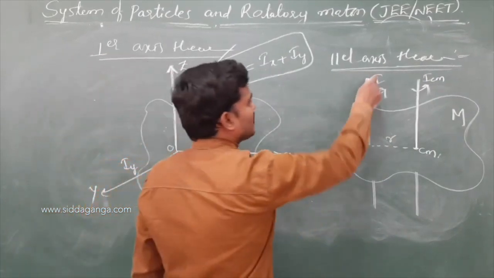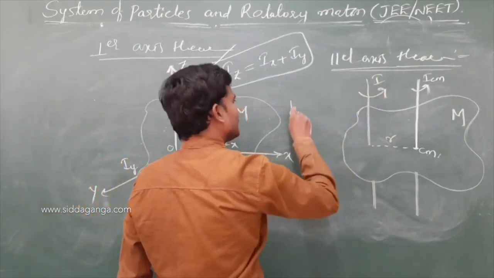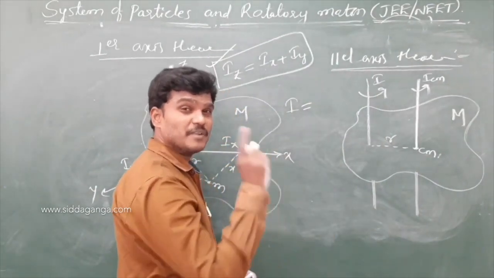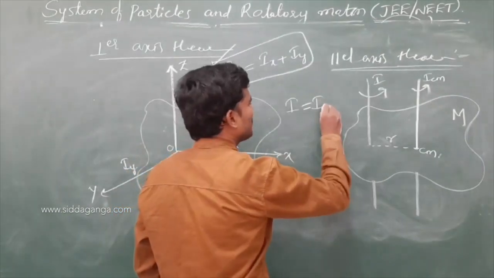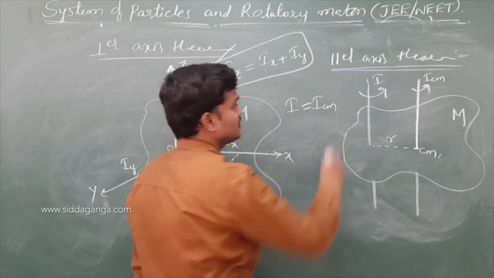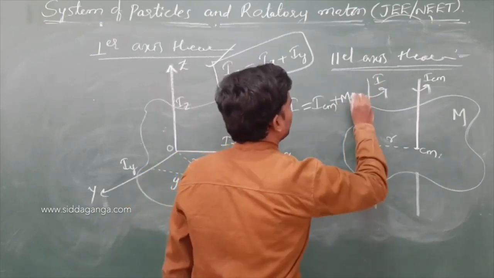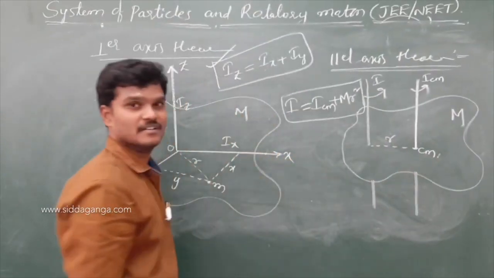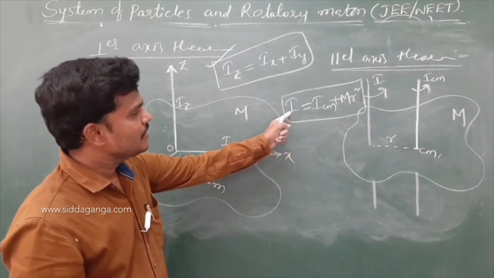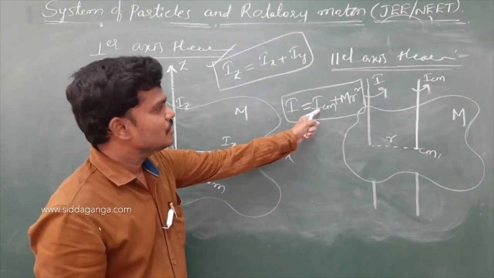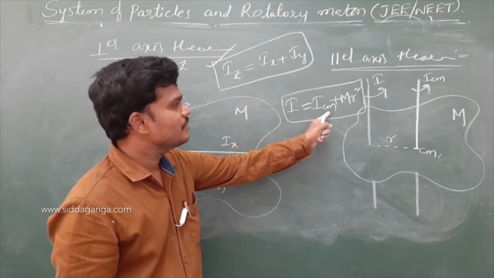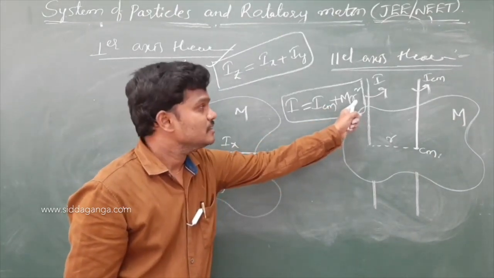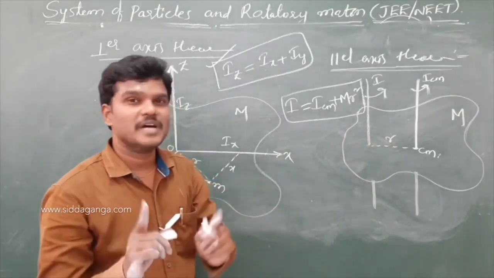Moment of inertia of a plane lamina about any axis is equal to the sum of the moment of inertia of the plane lamina about an axis passing through the center of mass, plus the product of the mass of the lamina and the square of the distance between the two parallel axes. So, moment of inertia of a plane lamina about any axis is equal to the sum of the moment of inertia of the plane lamina passing through the center of mass and the product of the mass of the lamina and the square of the distance between the two parallel axes.